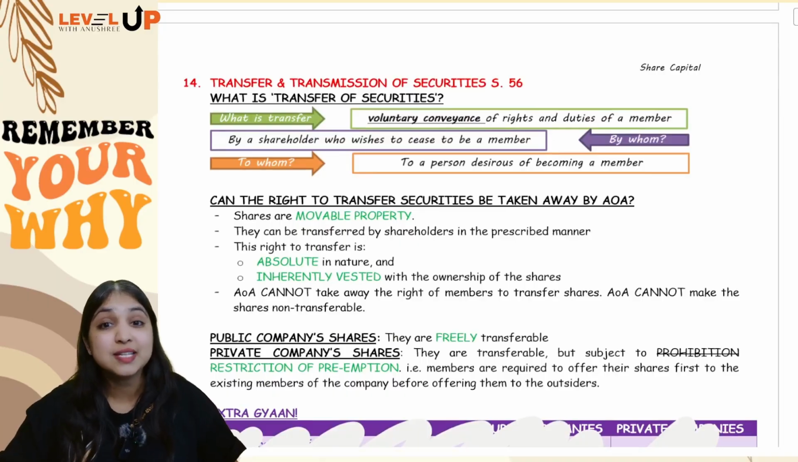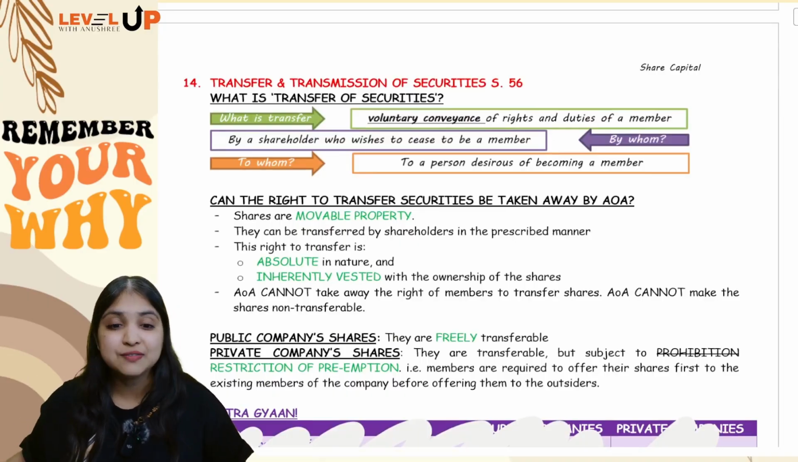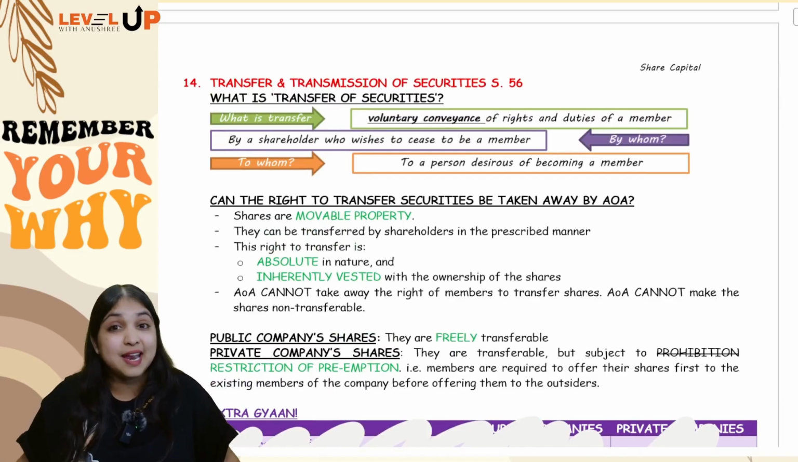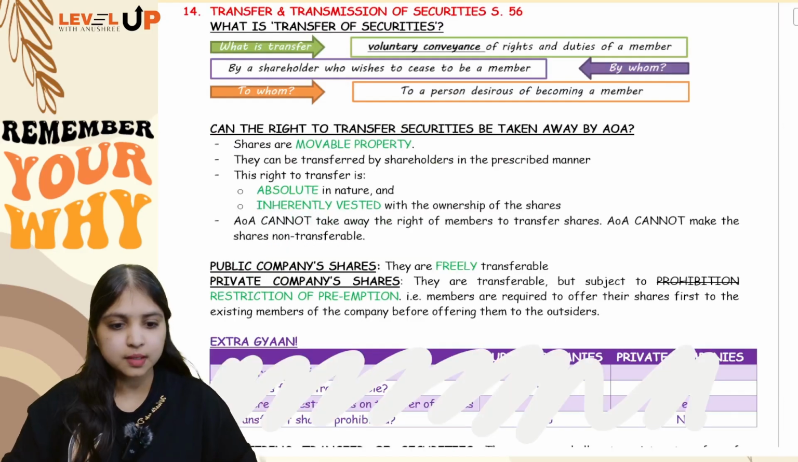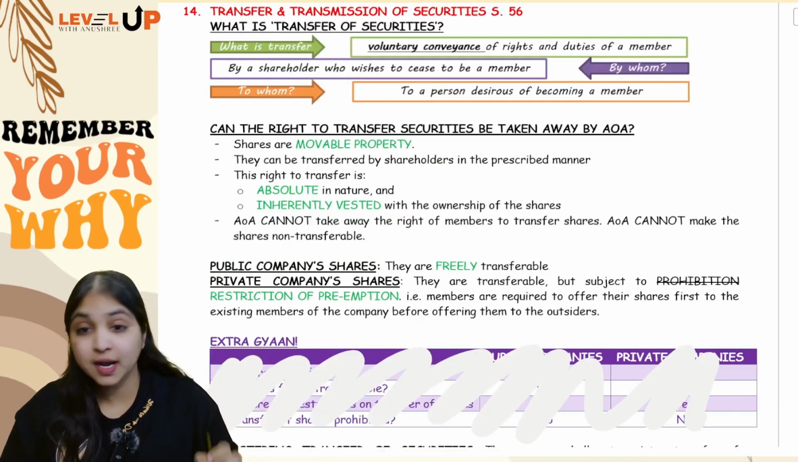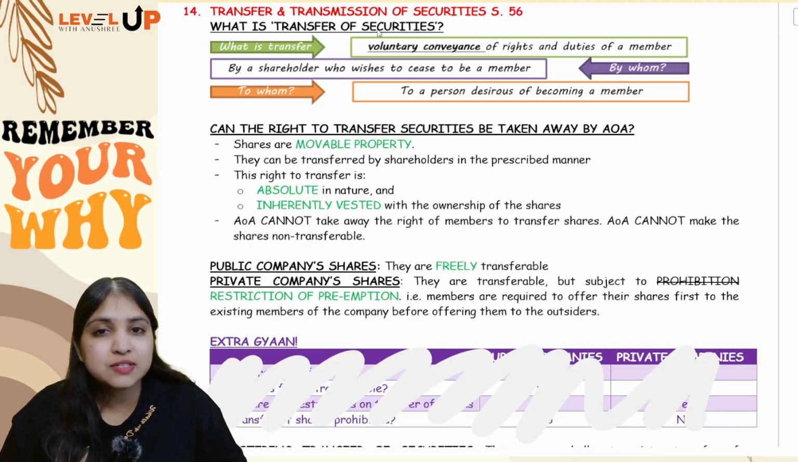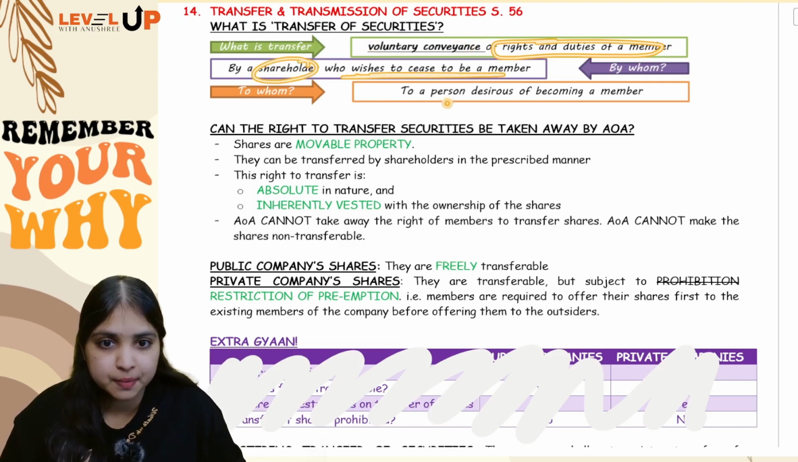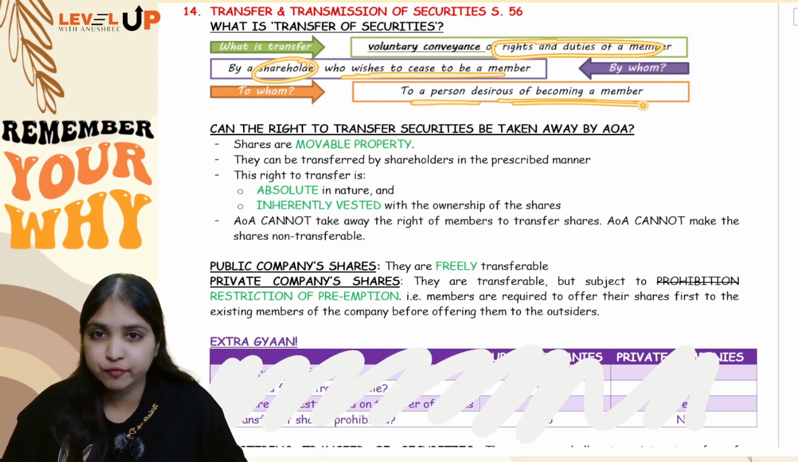Let's go to section 56 now, which talks about transfer and transmission, a very simple yet a very important section. First, let's talk about transfer and then we'll go to transmission. See, transfer is nothing but a voluntary conveyance of rights and duties of a member by a shareholder who wishes to cease to be a member to a person who is desirous of becoming a member.